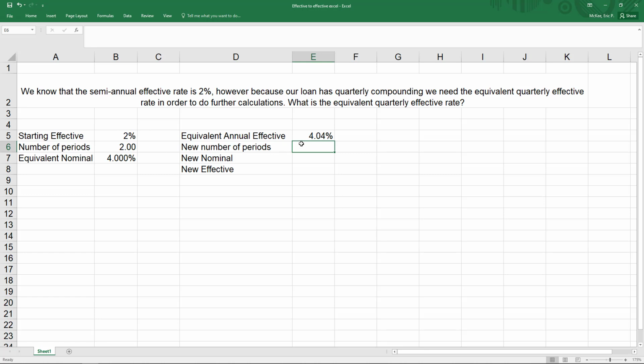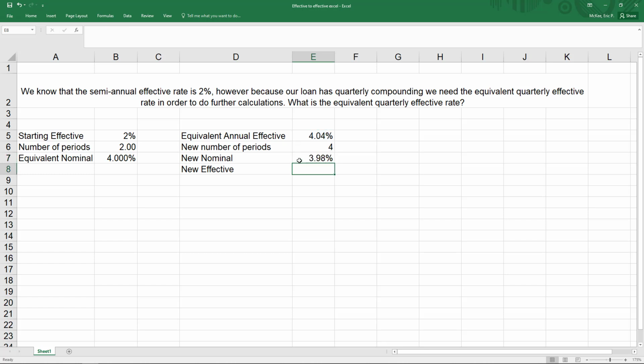But now I'm going to go to a quarterly effective rate. So I put in the number of quarters per year. That's 4. And to find the quarterly, the APR compounded quarterly, I'm going to use the nominal function. So nominal. My effective rate is the annual effective rate, the 4%. And the number of periods per year is the 4 quarters per year.